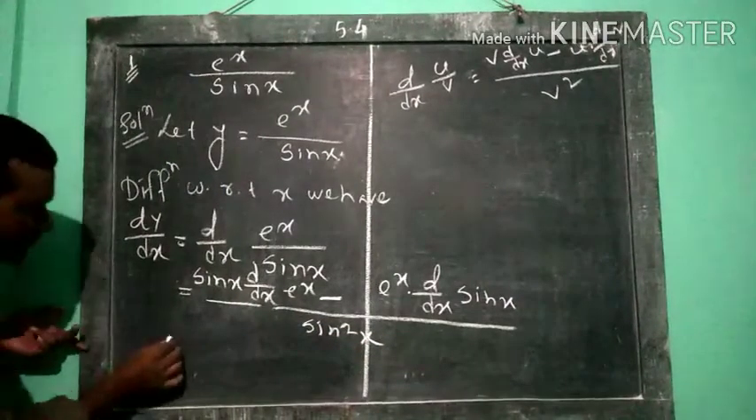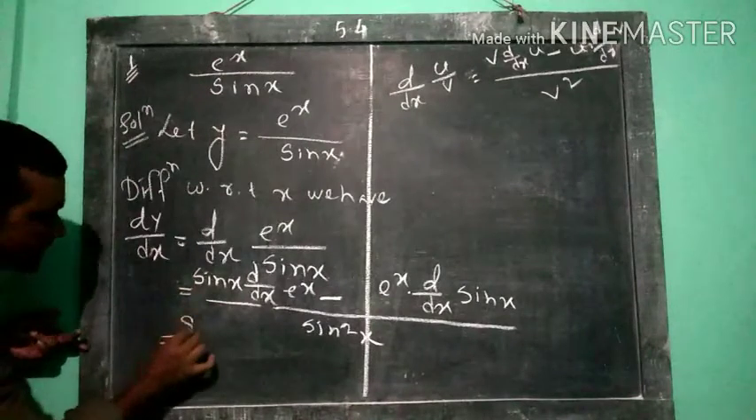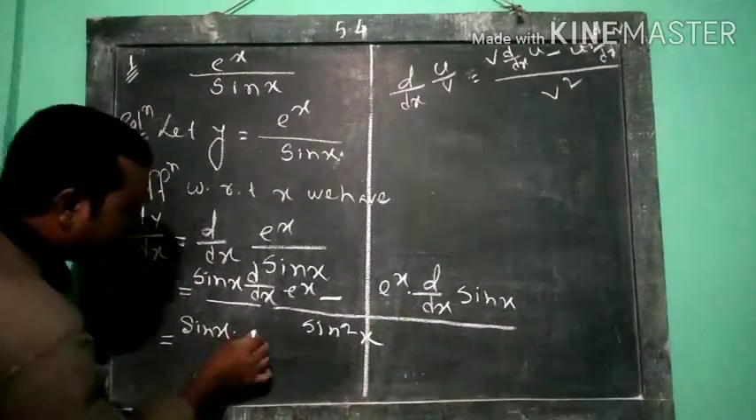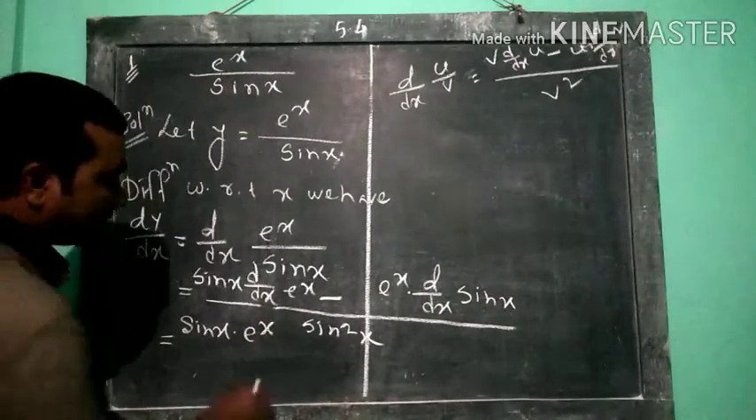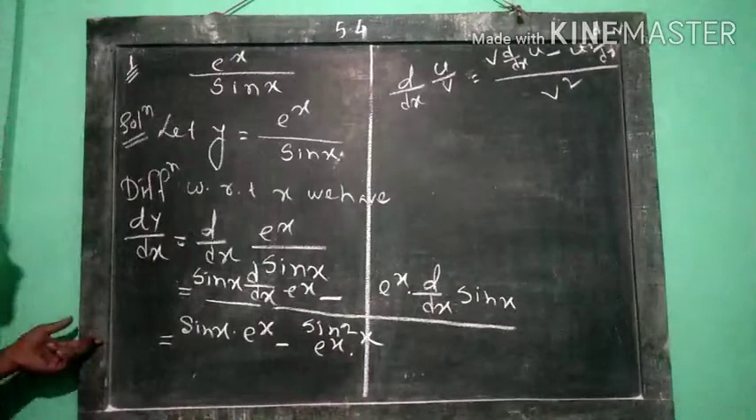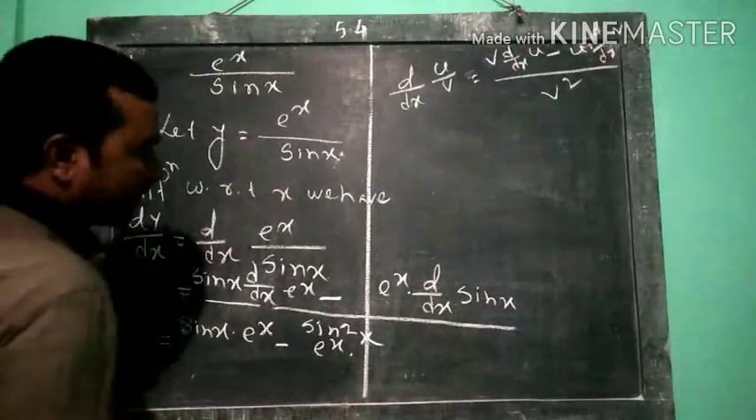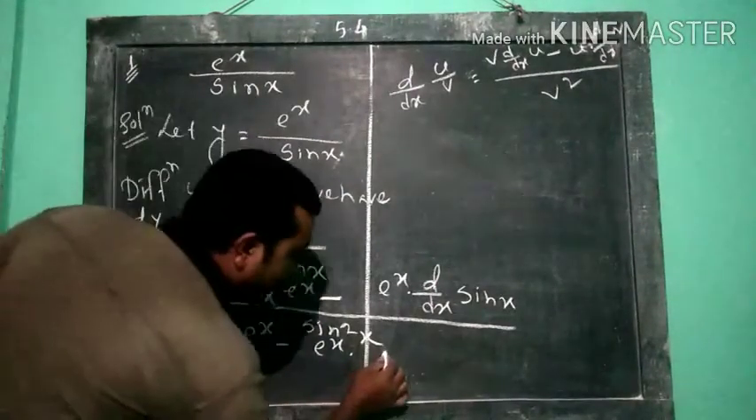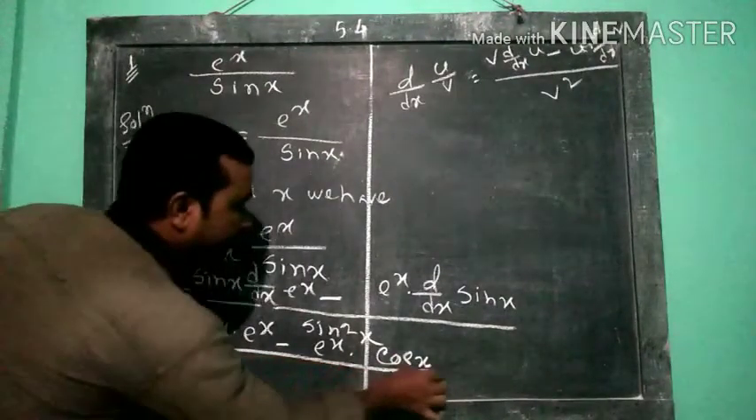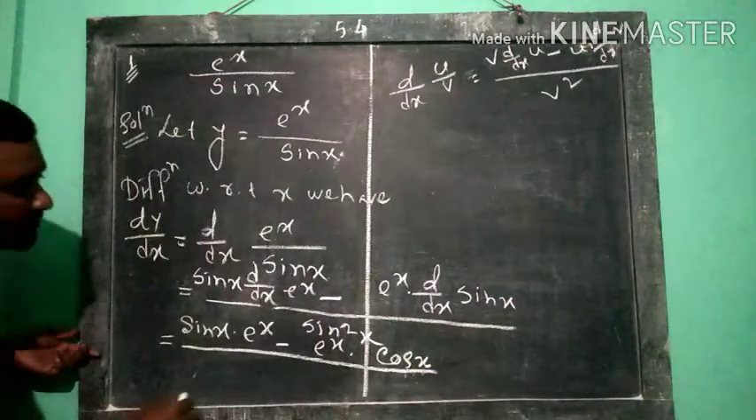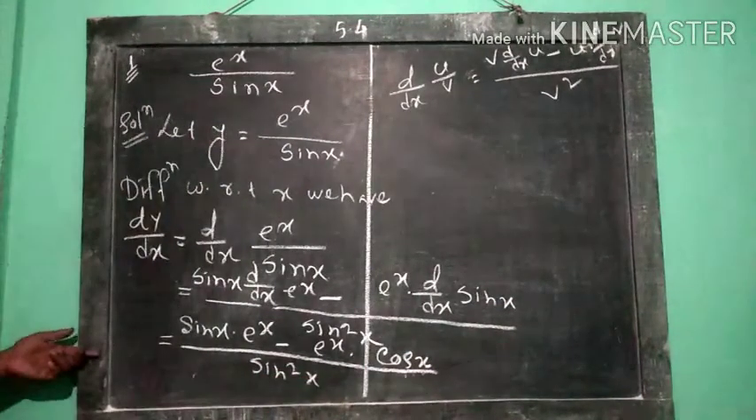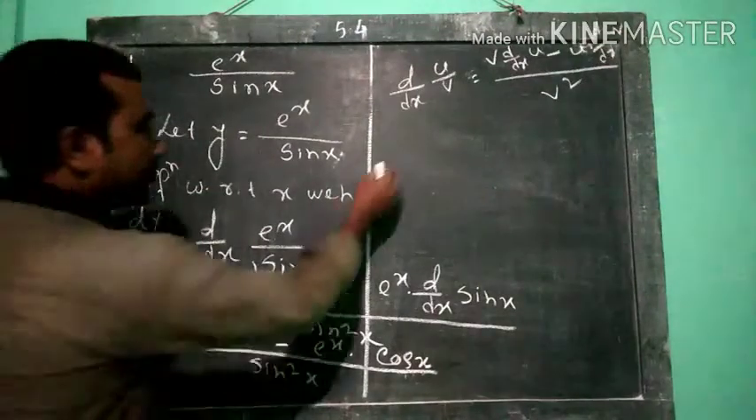This is equal to sin x into d/dx of e to the power x, which is e to the power x, minus e to the power x into d/dx of sin x. We know the formula, d/dx of sin x is cos x. So right here cos of x, divided by v square. V square means sin square x.